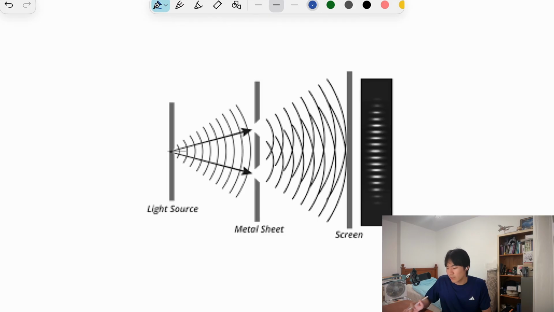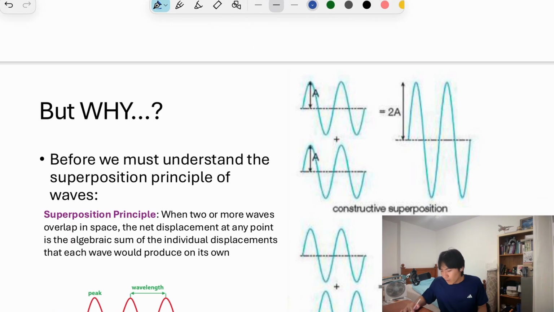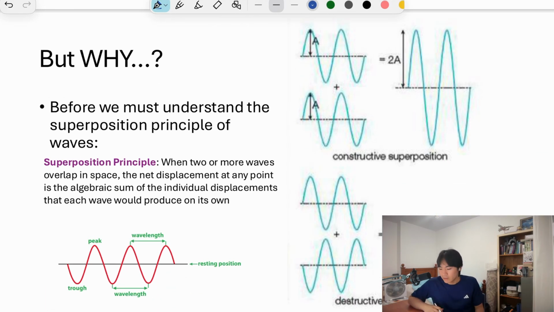This is just a simplified diagram of what it is. Because as you know, if light is a wave, that means it diffracts. That was what the Huygens-Fresnel principle was, that when a wave encounters an aperture, it diffracts. But why? As I said, we need to understand what the superposition principle is. This is an important definition. You should write this down.